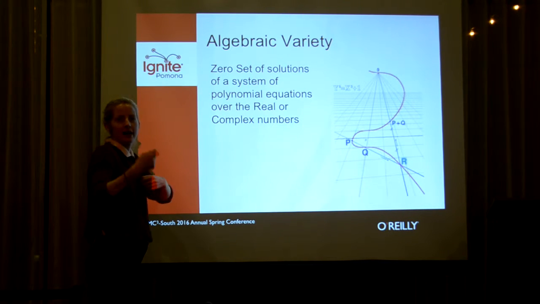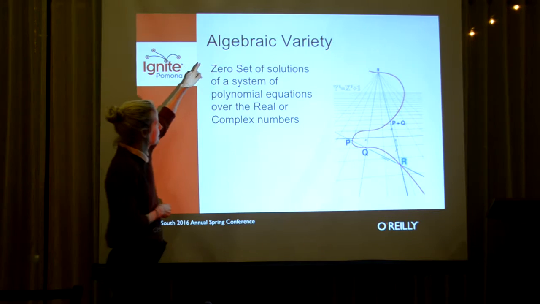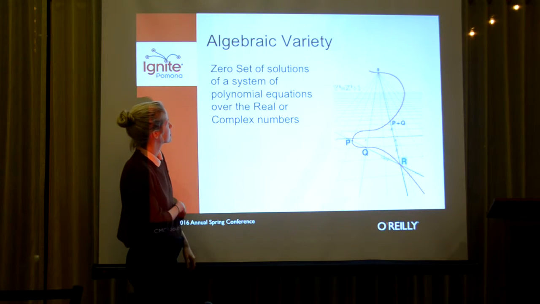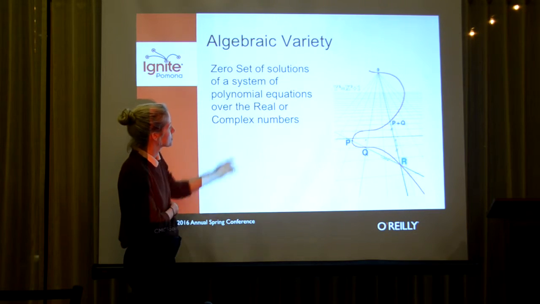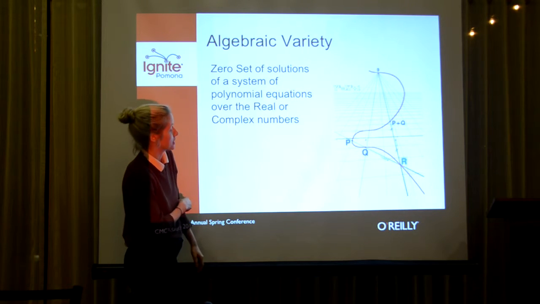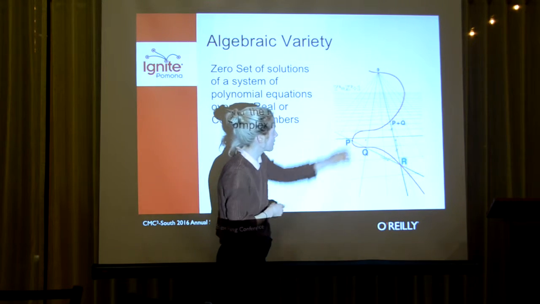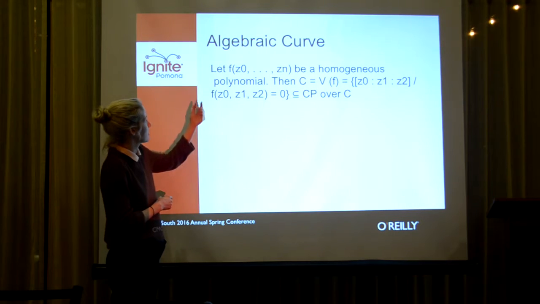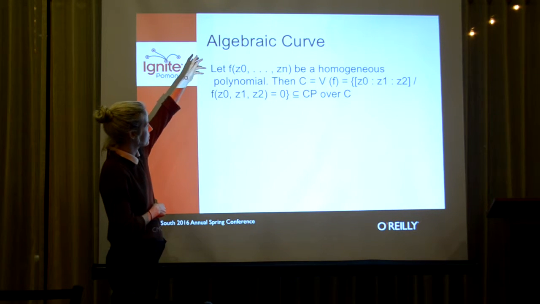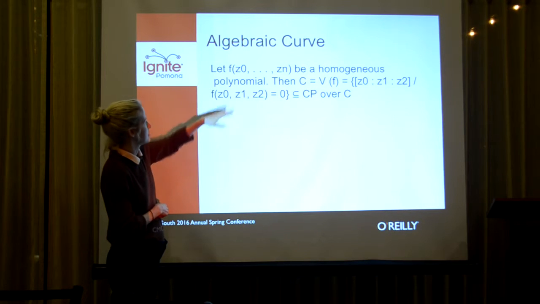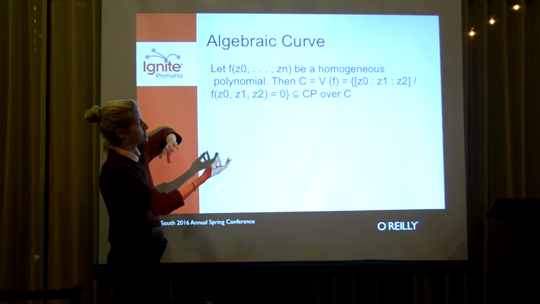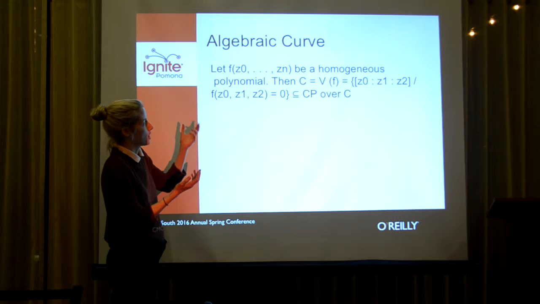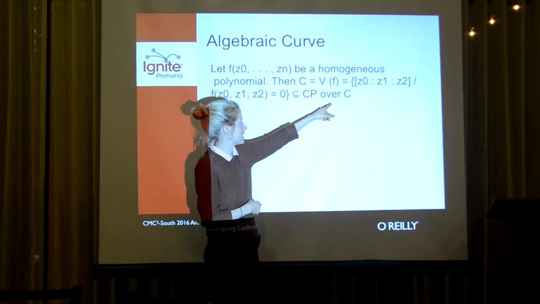Let me unravel that. So right, algebraic variety, what am I talking about? I'm talking about the zero set of solutions of a system of polynomial equations over the real or complex numbers. Algebraic varieties tend to have graphs that look like this, where we're splitting things over different planes. So what is an algebraic curve? Okay, so I just let f of z_0 all the way to z_n be a homogeneous polynomial, and it's just a zero set over the complex. Right here I'm going over the complex plane.